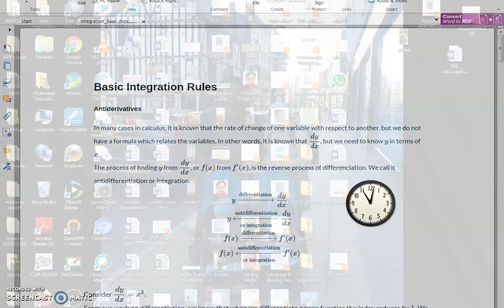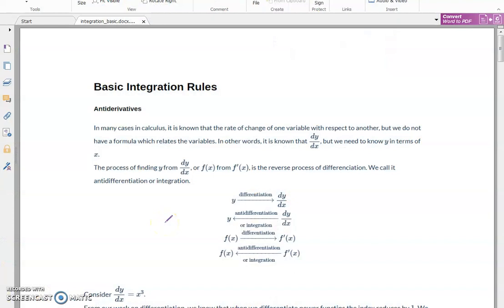Hello everyone. In this video we are going to discuss a new topic which lies in chapter 5 of your module, where we are going to discuss the part of antiderivative, also known as integration rules. Here we are going to see the relation between differentiation, the things that we discussed in chapter 4, and integration in chapter 5.